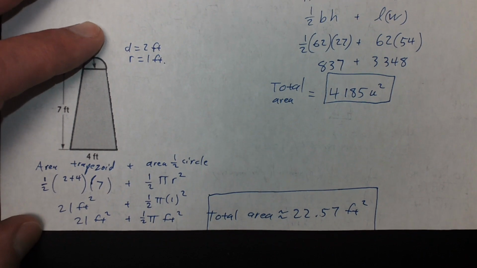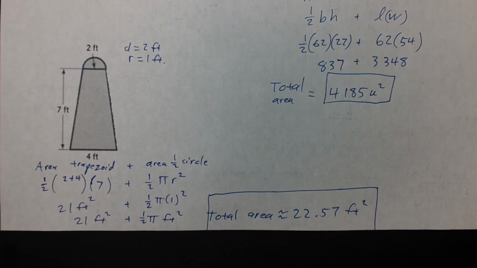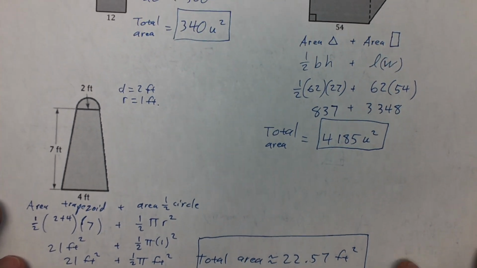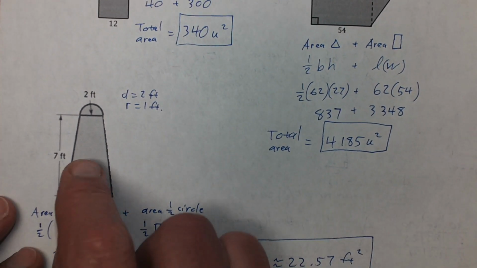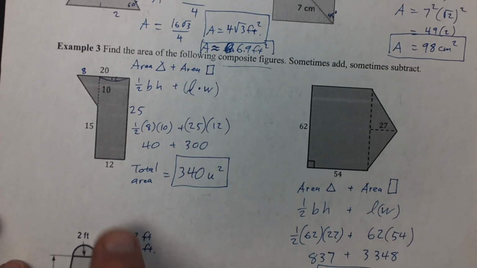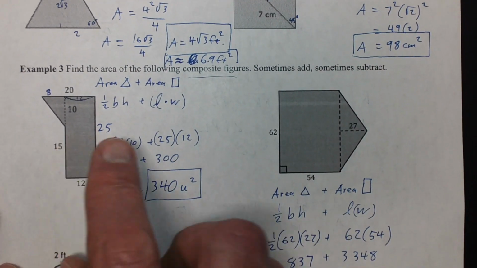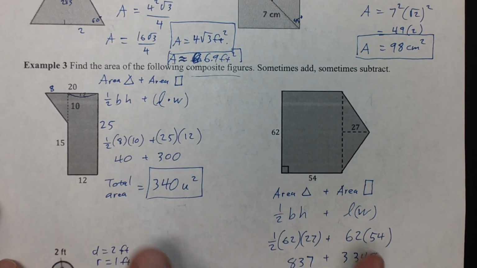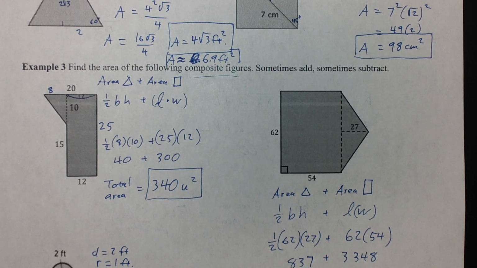And that is our third composite figure. So notice composite figures, you're just breaking them down into smaller pieces. We had a trapezoid and a semicircle. And for the other two, we just had a triangle and a rectangle. So you got to find the individual areas and be sure to add them up at the end. If you forget, then you will not get the right answer.